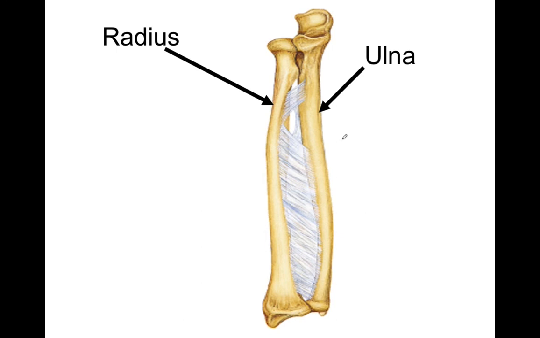Now the next two bones that can be found in the arm are referred to as the ulna and the radius. The ulna in the anatomical position is found more medially, and the radius is found more laterally. So one way I like to refer to each of these bones is that in the anatomical position, the radius is on the thumb side and the ulna is on the pinky side.